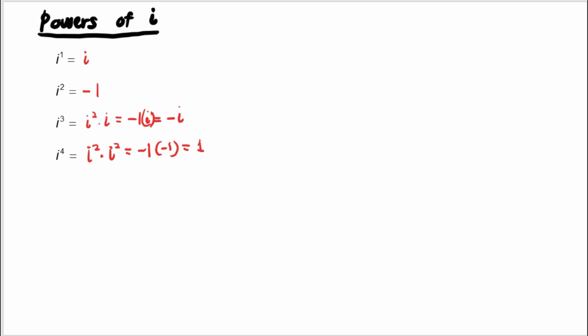Positive 1. What if we have i to the power of 5? i to the power of 5 will be given by i to the power of 4 multiplied with i. i to the power of 4 is actually 1, therefore 1 multiplied with i, therefore we have i. What about i to the power of 6? Of course, we have i to the power of 4 multiplied with i to the power of 2. i to the power of 4 is actually 1, and i to the power of 2 is negative 1, right? So this is actually negative 1.